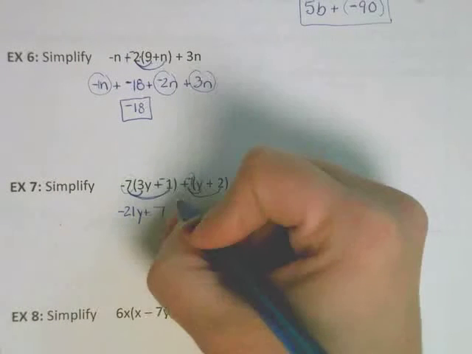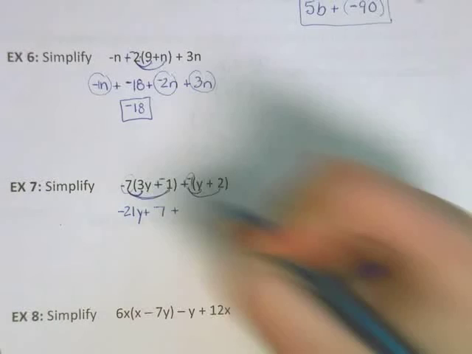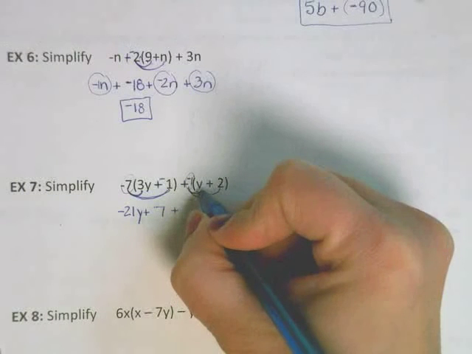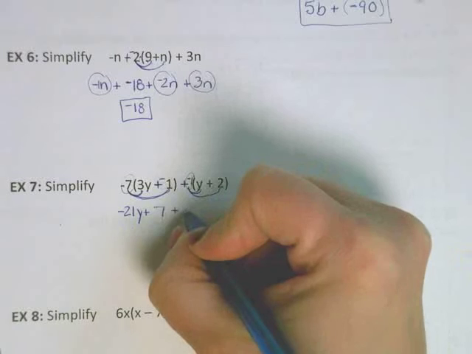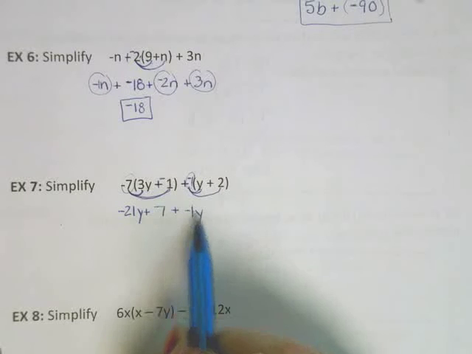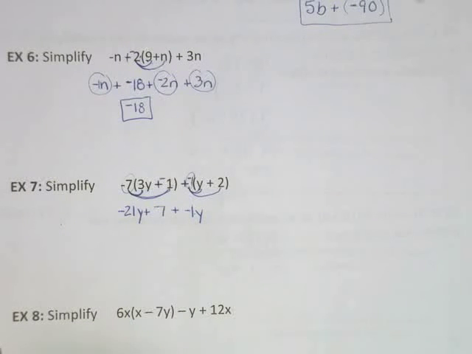Okay. Then we bring this plus down. It was still there. And we do this distributive property. Negative 1 times y is a negative 1y. Is that the same thing as just a negative y? Yeah, I'm going to leave the negative 1 there just so it helps me when I'm combining like terms, but it's the same thing as negative y.